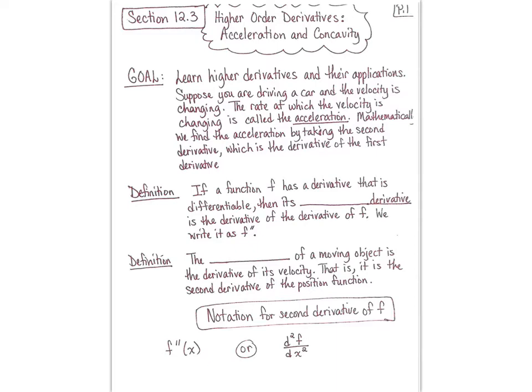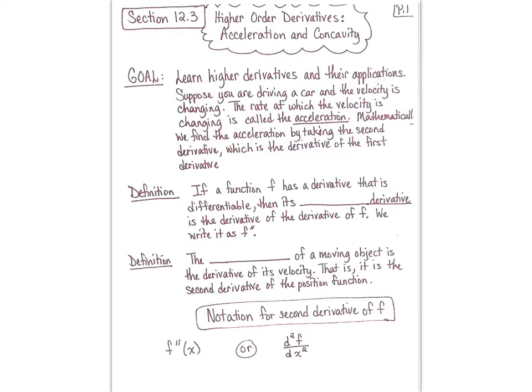Now, our goal in this specific section, we want to make sure that we learn higher derivatives and their applications. For example, suppose you're driving a car and the velocity is changing. The rate at which your velocity is changing is called your acceleration. Now remember that your velocity was the derivative of your position function. So now if you're talking about the rate at which your velocity is changing, you're talking about taking the derivative of your velocity. But that will be the second derivative here. So mathematically, we find the acceleration by taking the second derivative, which is the derivative of the first derivative.